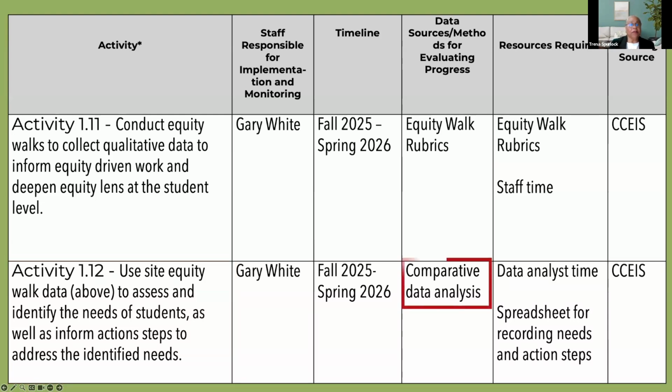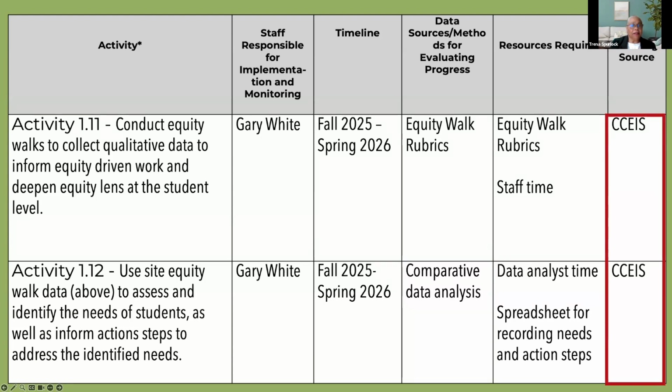The measurement for activity 1.12 is comparative data analysis between fall and spring to see if there has been a change in the target population's experience of the school's environment. This illustrates the importance of gathering baseline data so that a comparison can be made in both cases. In both of these activities, the CSACE funds can be used because they are general education activities that focus on the target population. Other students may also reap benefits, but the work is specifically designed for the target population.